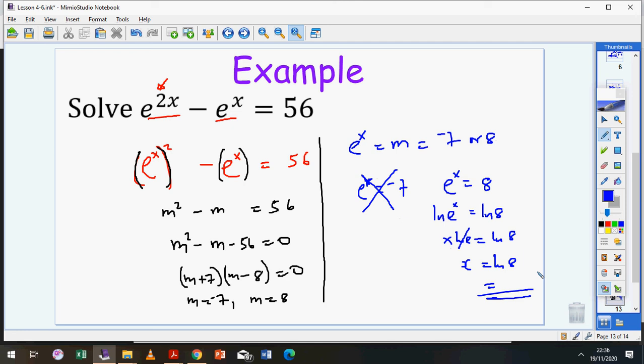Going back to this, if I had stuck to my guns and said, well, e to the power x is -7, introduce natural log both sides, well, I would still end up having to figure out what the natural log of -7 is, and my calculator will tell me that that's an error because it's undefined, because there is no possible positive number that you can raise to whatever power you want to get a negative number. So that's just the reason.